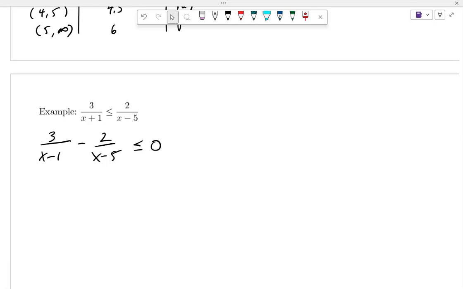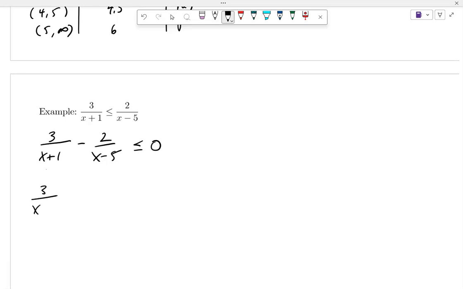I know it's terrible, okay? But I don't have any other choice. I have to get a common denominator and make a single fraction. You don't have a choice, okay? To get a common denominator, oops, I forgot my plus there. What do I need to multiply the first fraction by to make a common denominator? X minus 5, and the second one we need to multiply by x plus 1.